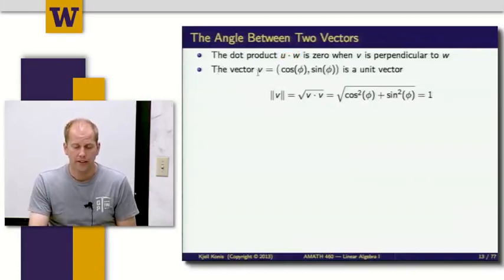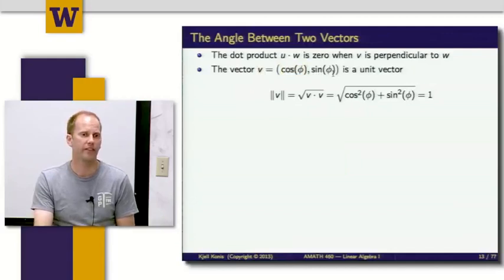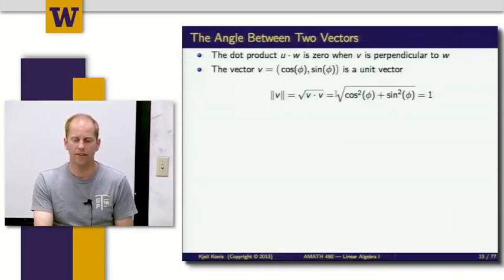And then another little bit of knowledge is if I define a vector v to be (cosine phi, sine phi) for some angle phi, then this is always going to be a unit vector. And I can see that just by computing the length of v. So I have cosine times cosine plus sine times sine. And cosine squared plus sine squared is equal to 1. And when I take the square root of that, I just get 1. So the length of this vector v is equal to 1.